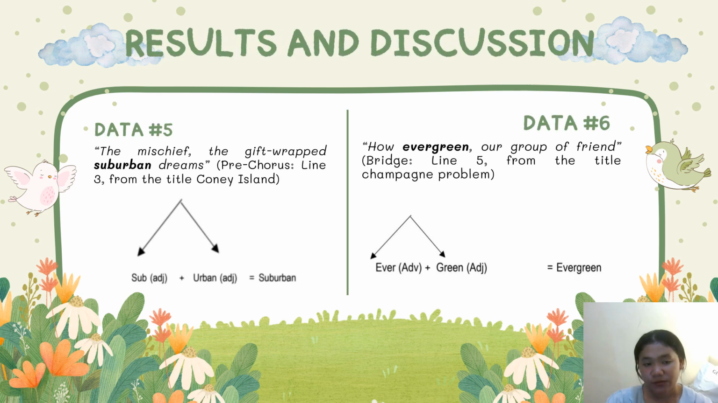So the next one, we move to the data 5 with the lyrics "The mischief, the gift wrapped suburban dreams" from verse 1, line 3 from the title song Coney Island. The word suburban is a compound term identified in this data, and as we can understand, the researchers explain that this compound word formed by the combination of the word sub and urban holds the category of compound adjectives. It is because, based on Delahanty and Garvey's statement in 2010, the compound adjectives consist of 12 possesses and one of them is the combination of noun and adjective.